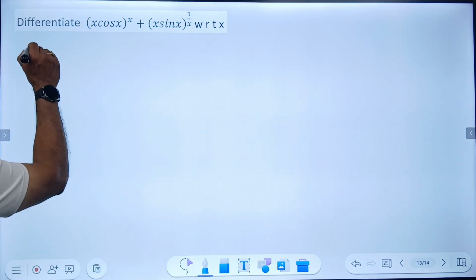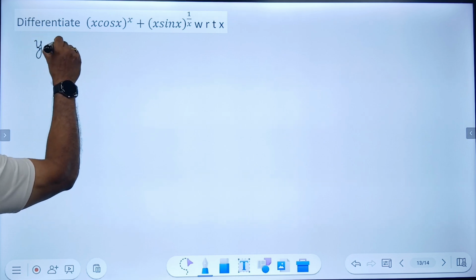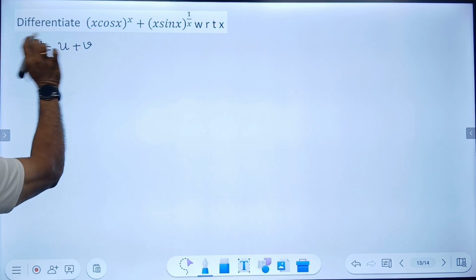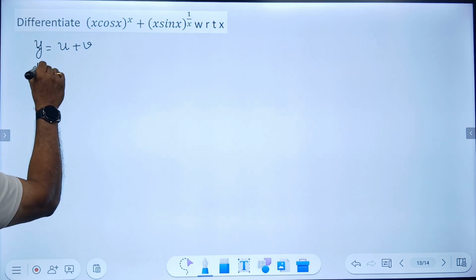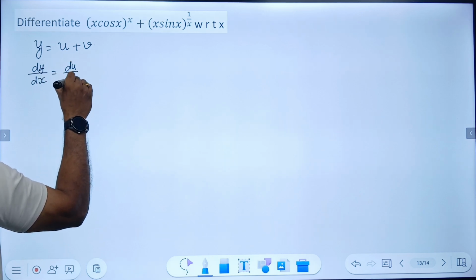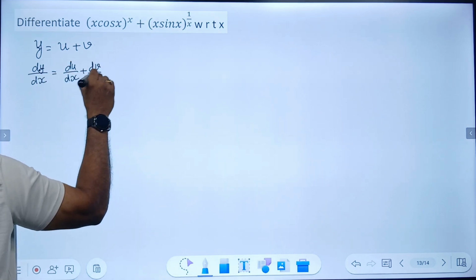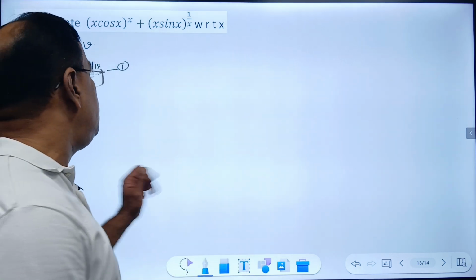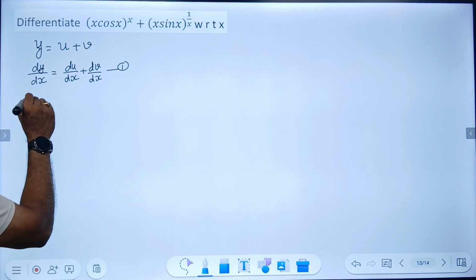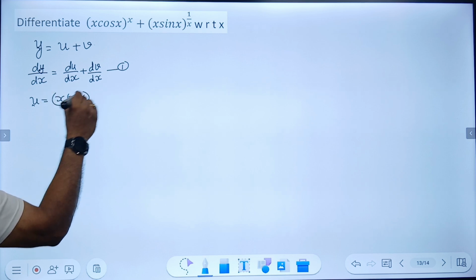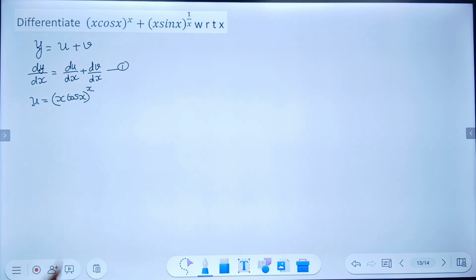So instead what I do the usual thing, y equal to u plus v. Now what is dy by dx? This is slightly lengthy also, so let's see. Dy by dx will be du by dx plus dv by dx. Call this as 1. Now first I will take u. What is u? U is x cos x the whole power x. Remember, it's x cos x. That's the problem. If it was cos x power x, I would have done it easily. Take log.